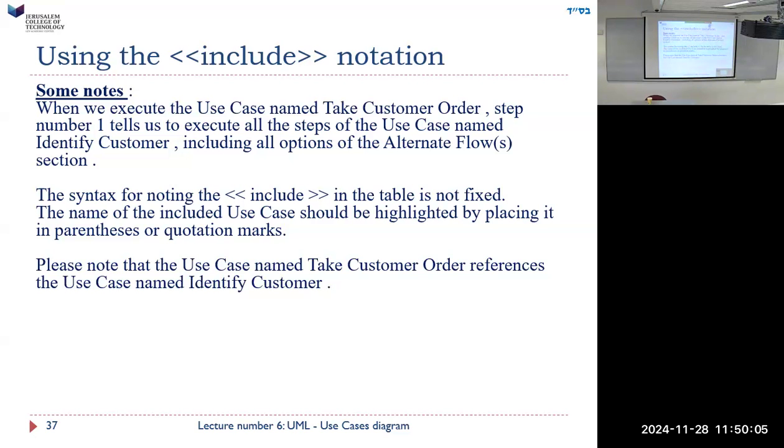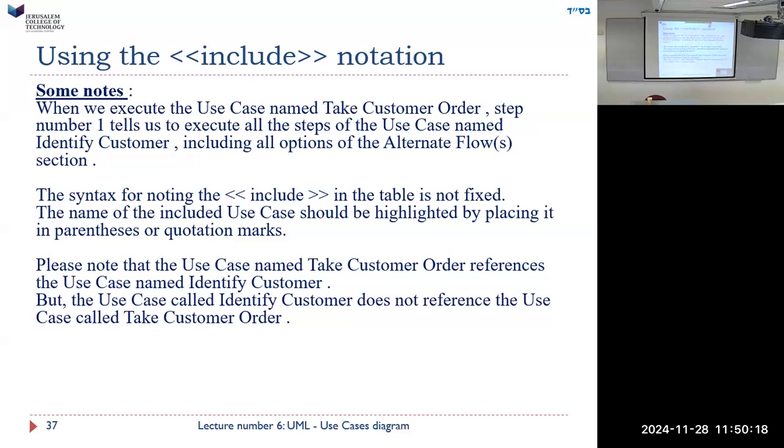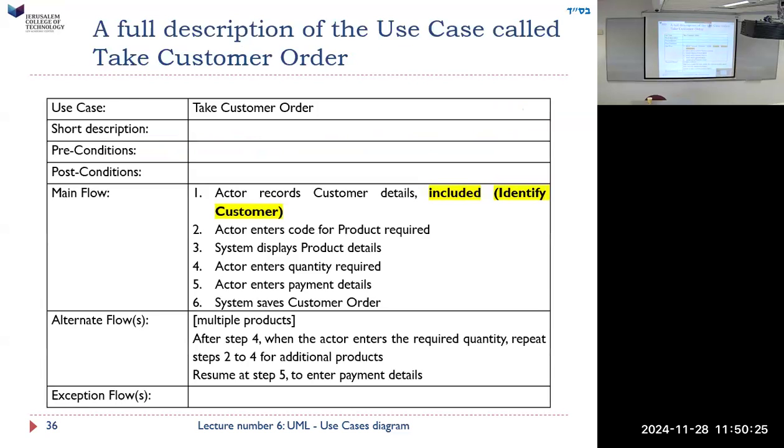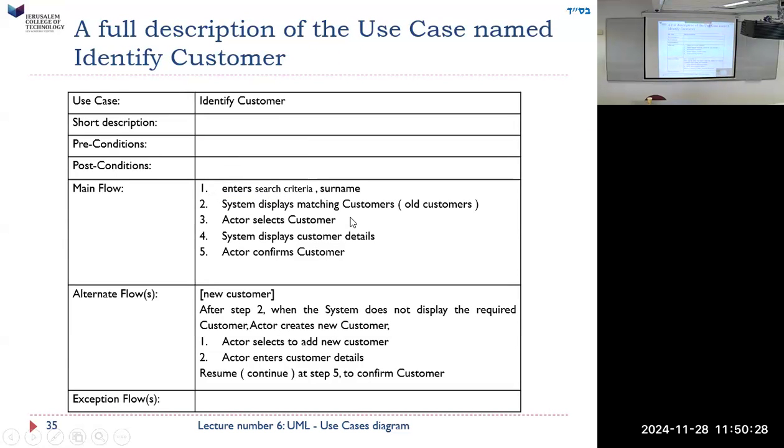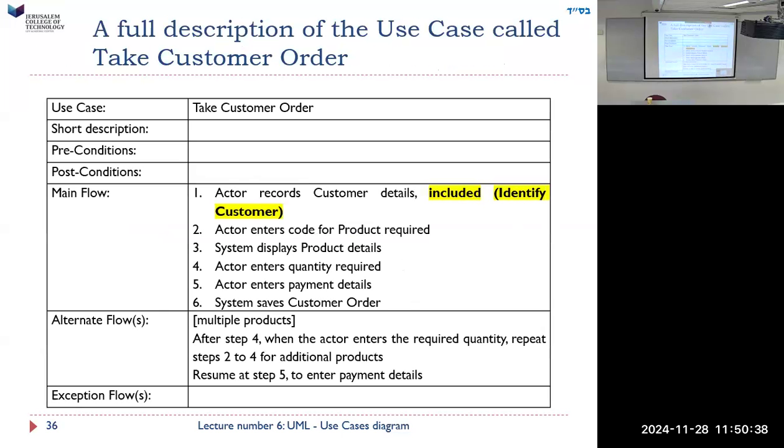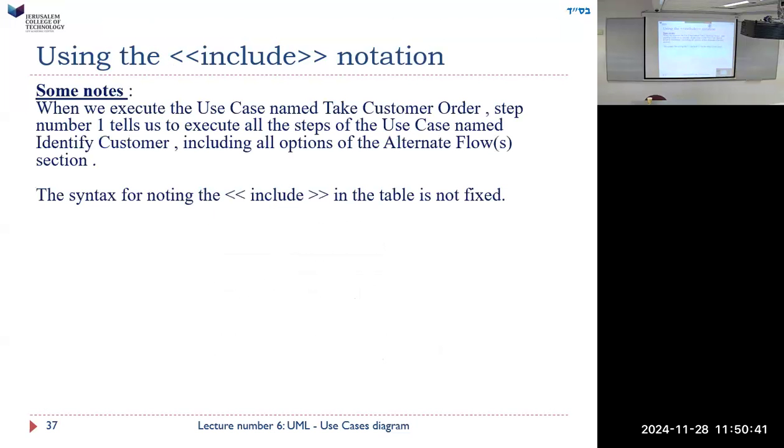Please note that the use case called take customer order references the use case named identify customer. Right, well, that's what they said. But the use case identify customer does not reference the use case called take customer order. As we go back here, there was no mention of who's using me, because that's not my job. My job is to define me as what I am. I am this use case. You want to use me? Then you've got to say you're using me. That's what the user has to say.